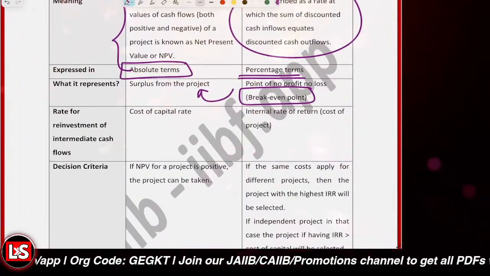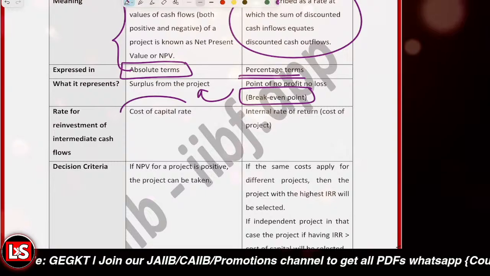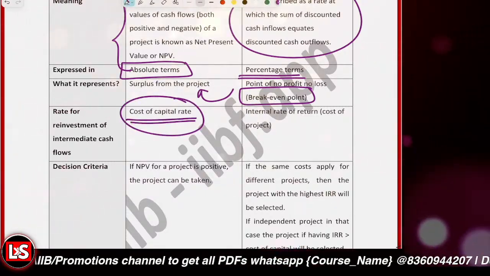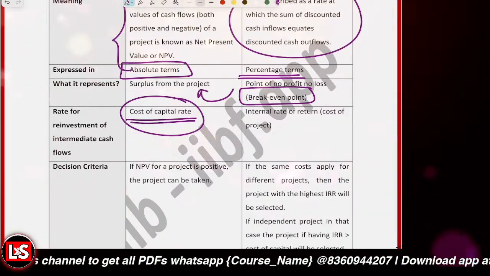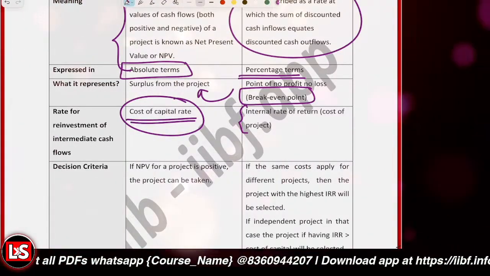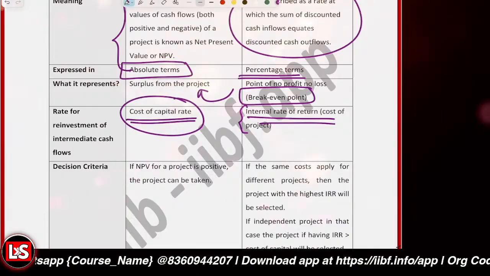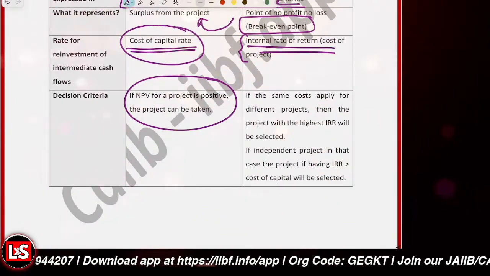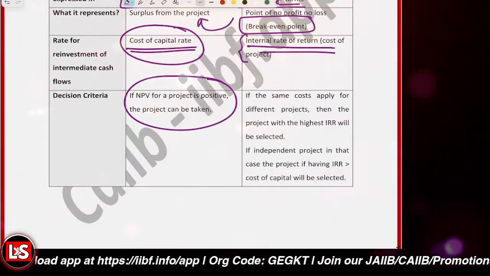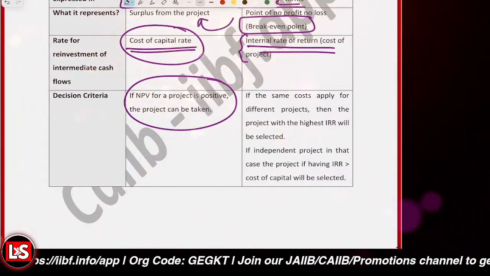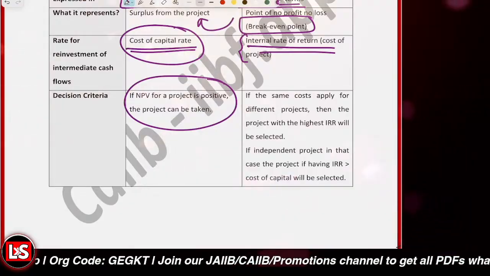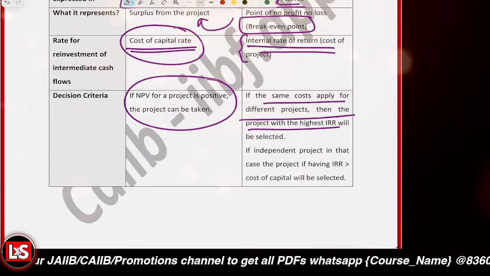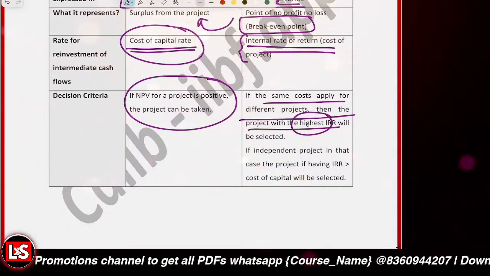And the reinvestment assumption is a very important assumption. In case of NPV, we assume that the reinvestment is done at the cost of capital, whereas in case of IRR, it is assumed that the reinvestment is at the internal rate of return only. Decision criteria: if NPV is positive, undertake the project, otherwise not. For IRR, if it's an independent project and IRR is greater than the cost of capital, then undertake the project. And if we have different projects, then the highest IRR project will be selected.